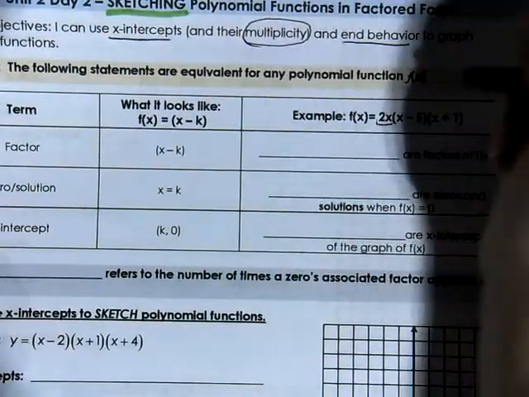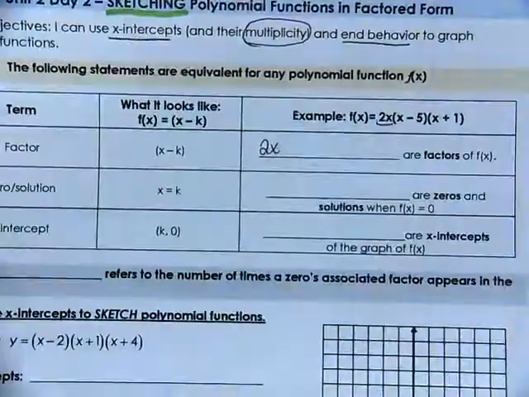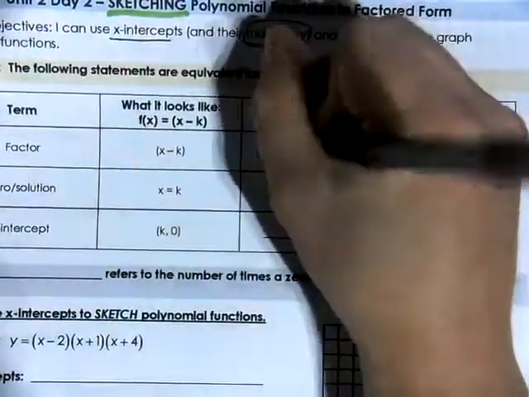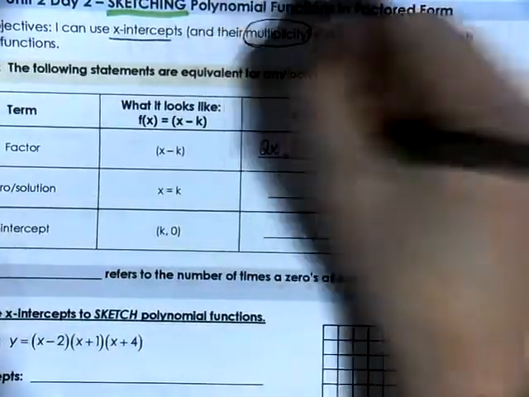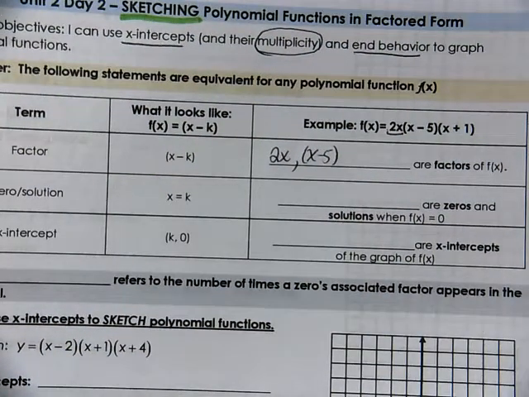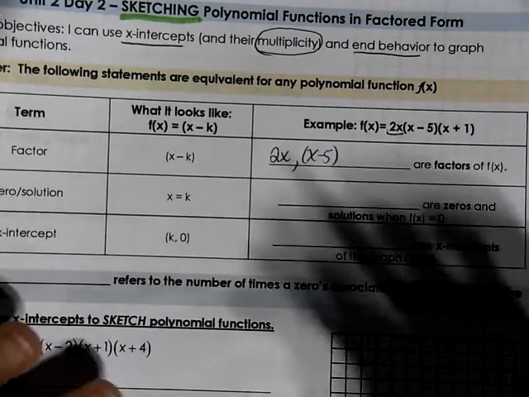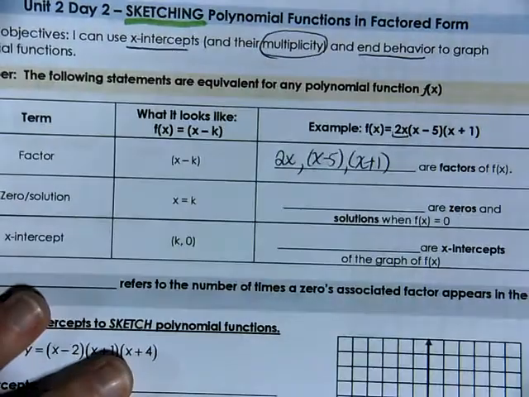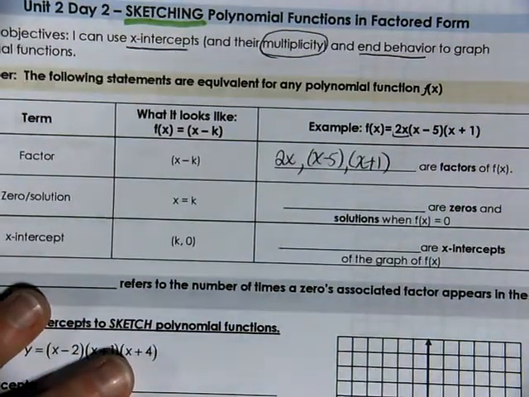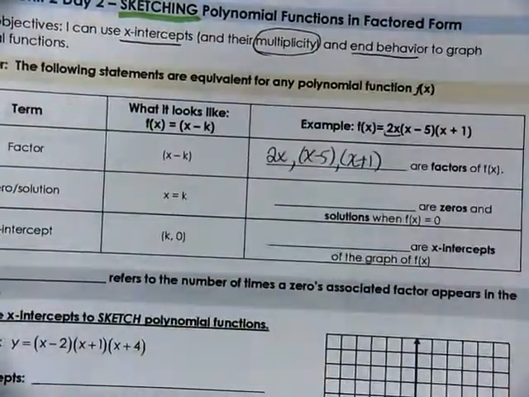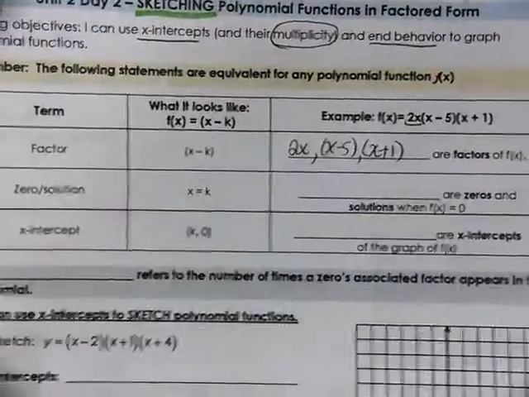The expression 2x is a factor because it contains an x. X minus 5 is a factor because it has parentheses around it, and it is a whole quantity that is being multiplied by other quantities. And finally, x plus 1 is considered a factor of f of x as well. All of these pieces are being multiplied together to end up equaling f of x.